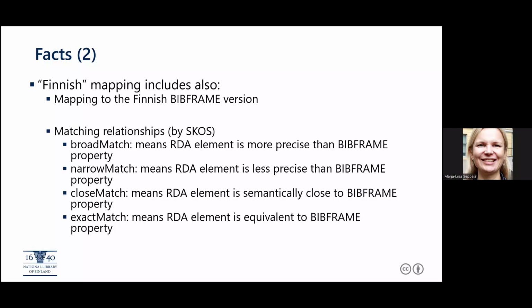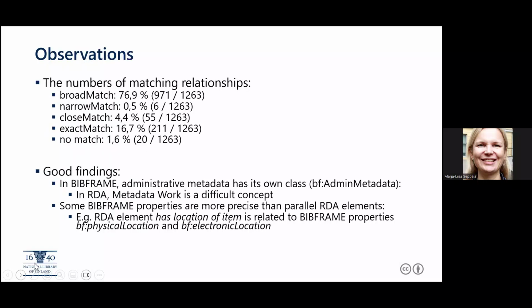We have a broad match. That means that RDA element is more precise than BIBFRAME, and narrow match, of course, means that it's less precise. And close match means that RDA element is semantically close to BIBFRAME property, and exact match means that RDA element is equivalent to BIBFRAME property.